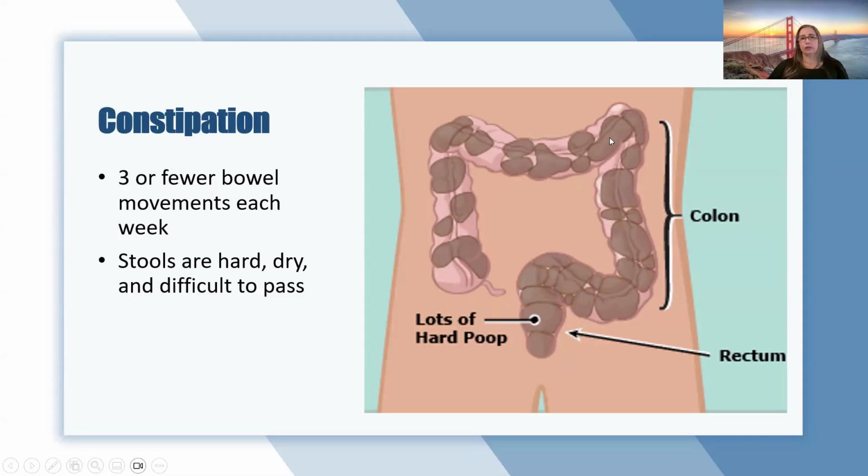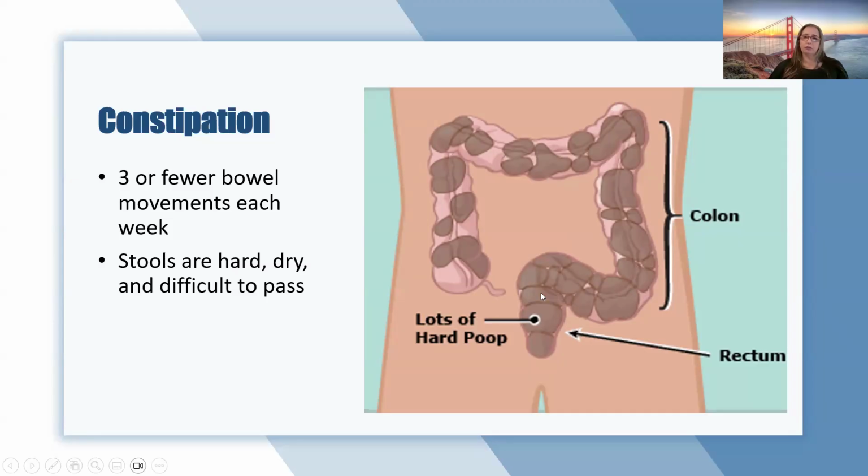This picture is a good demonstration of how stool sort of piles up down at the end. The bowel is constantly peristalsing, so it's moving in a rhythmic pattern and moving the stool along. And when it starts over here, as we said, on the right side, it's very liquidy. It's not all stuck together. And then it starts to become a little more solid. And then as it goes down the descending colon, it ends up being more and more solid.